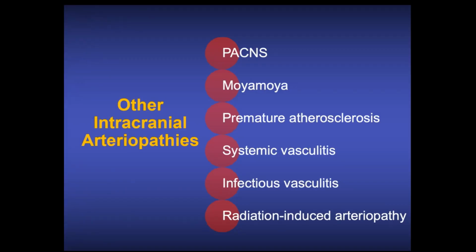So now you've gone to the bedside, you've considered all the mimics, you've done the head CT, then you do the CTA and you find a lot of angiographic narrowing. In this situation, you have to think about arteriopathies. And these are the more common intracranial arteriopathies.